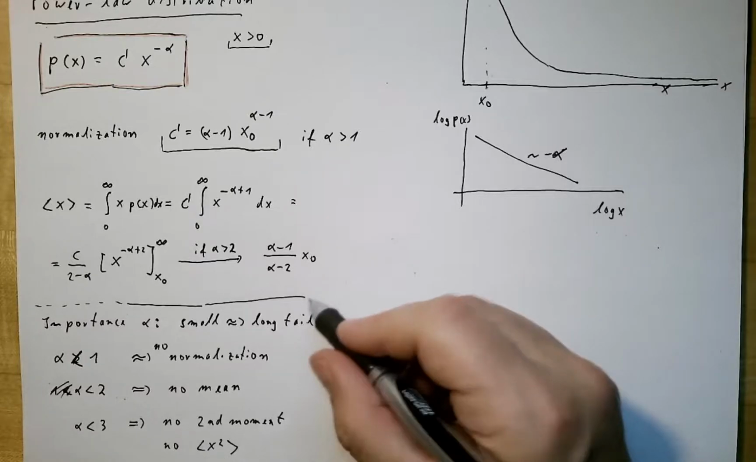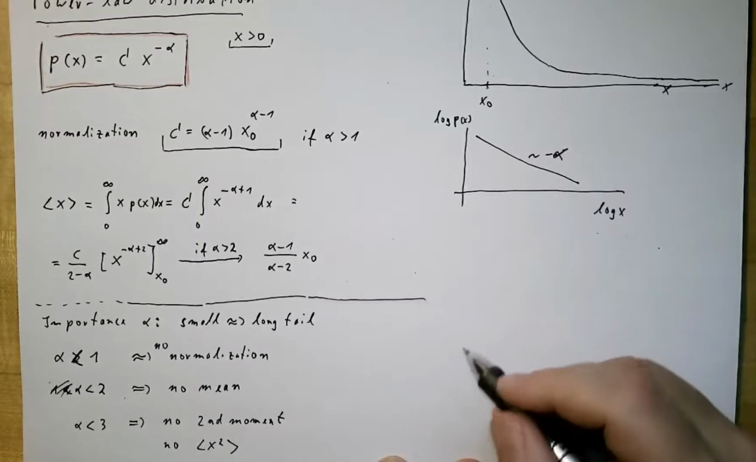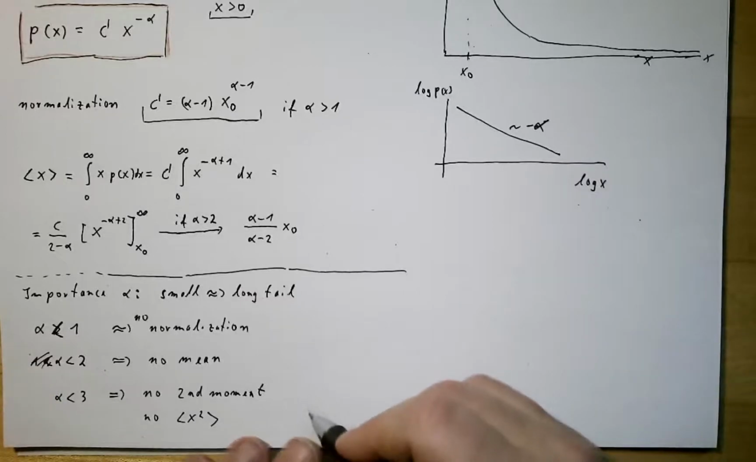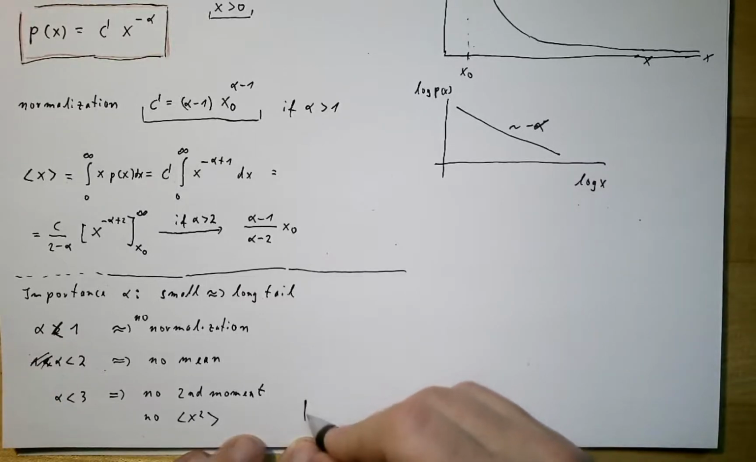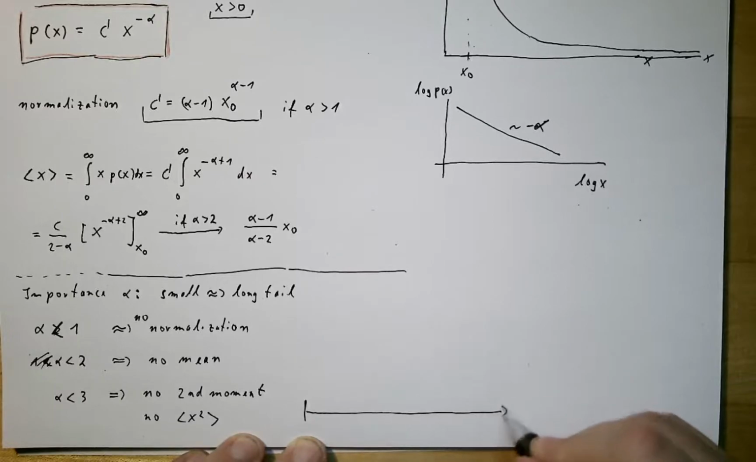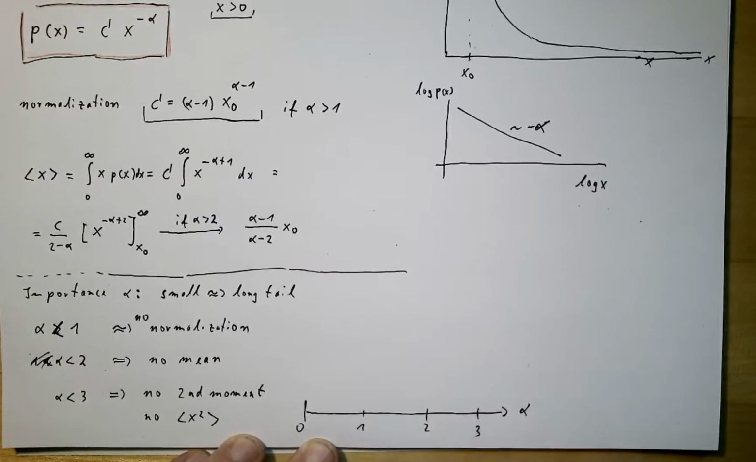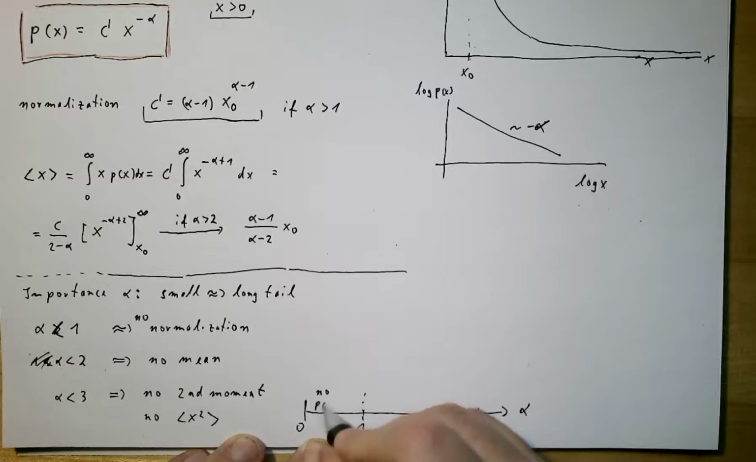So maybe let's make a small graph here. Let's look at the range of alpha values, of exponents, that we can have. So we have 0 here. Alpha should be larger than 0. Then we have 1, 2, 3. If alpha is smaller than 1, we have no normalization. So basically we don't have a PDF at all, because we cannot even normalize the whole thing. So alpha usually should be larger than 1.